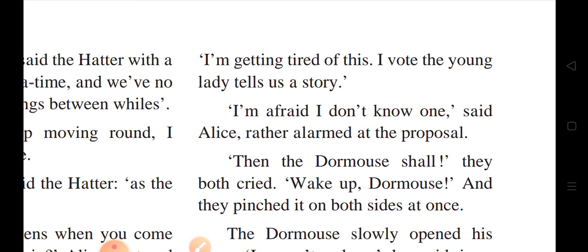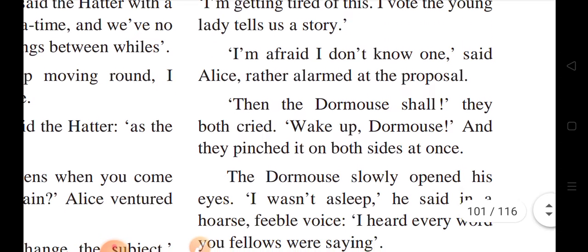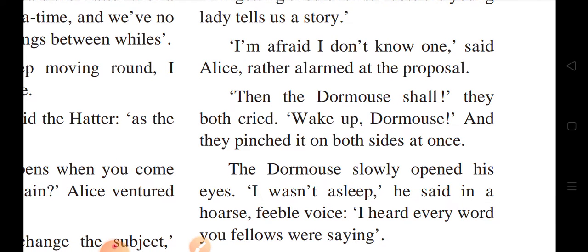So he says that let's change the subject now, I am getting bored of this. "I vote the young lady": I vote means I say that the young lady should tell us a story now. "I'm afraid I don't know one," said Alice, rather alarmed at the proposal. So she's saying that I'm afraid I don't know any story. She was not knowing any story.